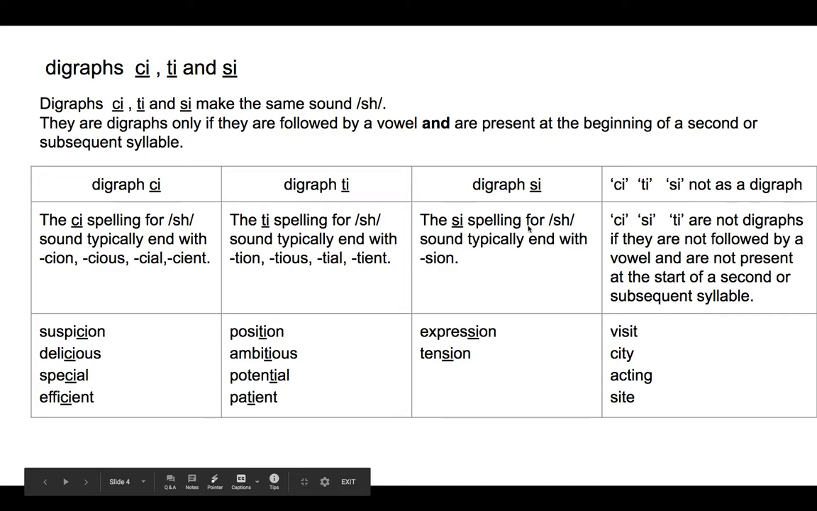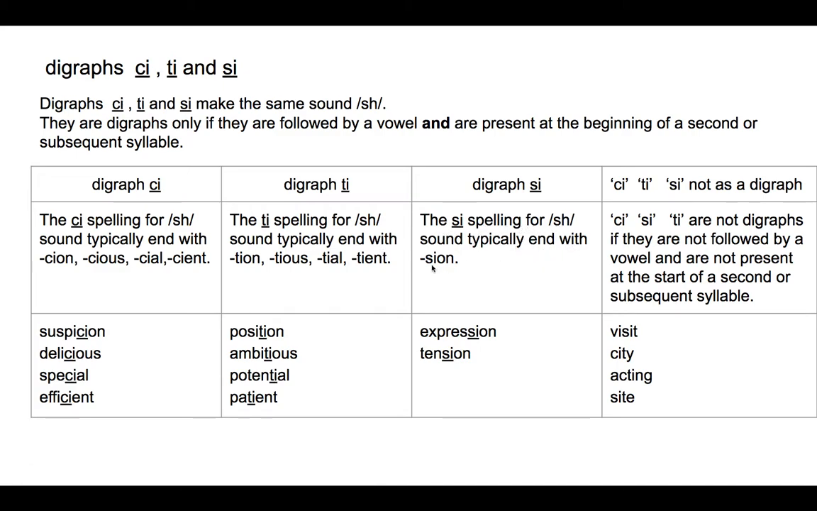The SI spelling for sh sound typically ends with SION. So this has usually one ending. For example, expression, tension. So you could see in all of these examples, the digraphs are followed by a vowel and are present at the beginning of the last syllable in these cases, and so they behave like digraphs.